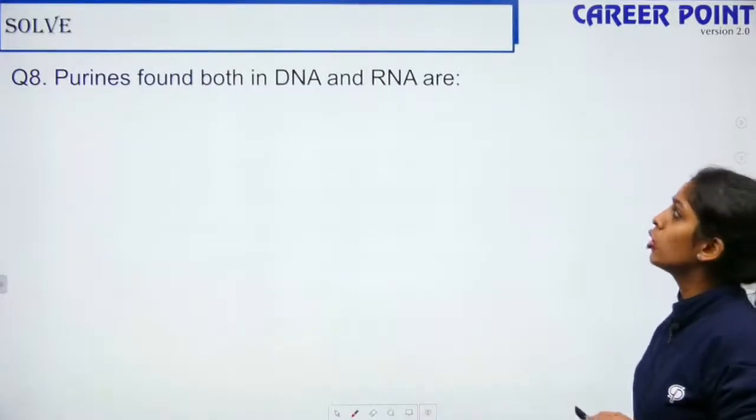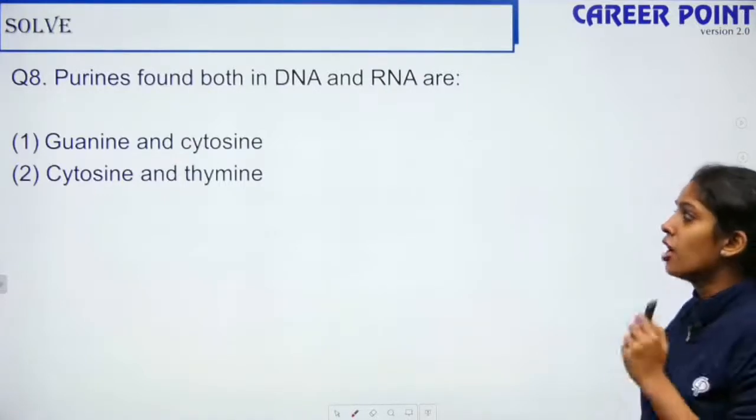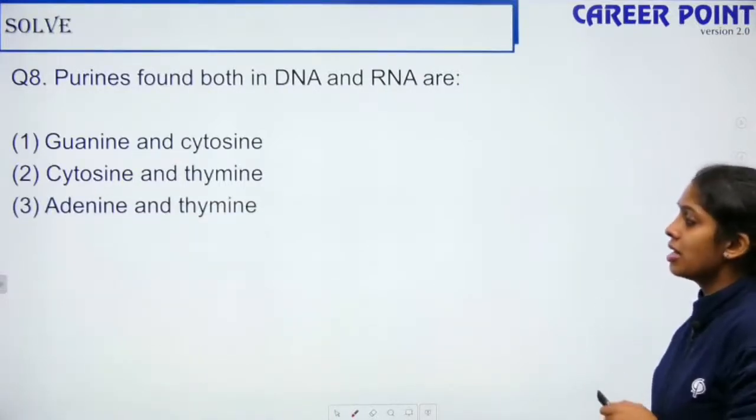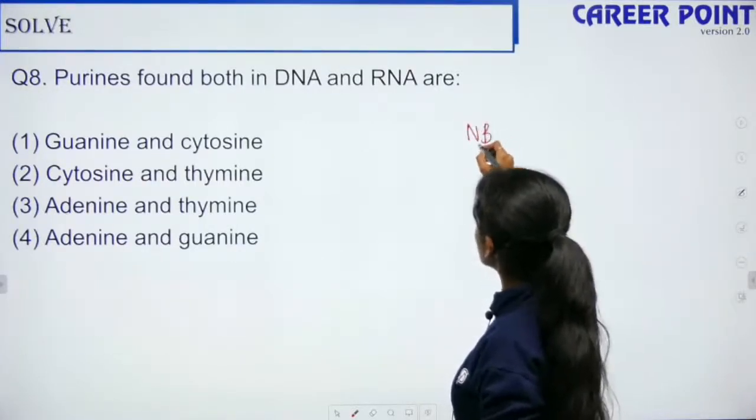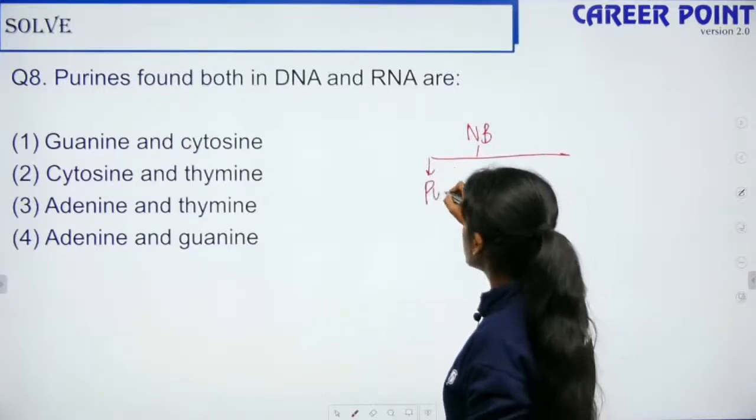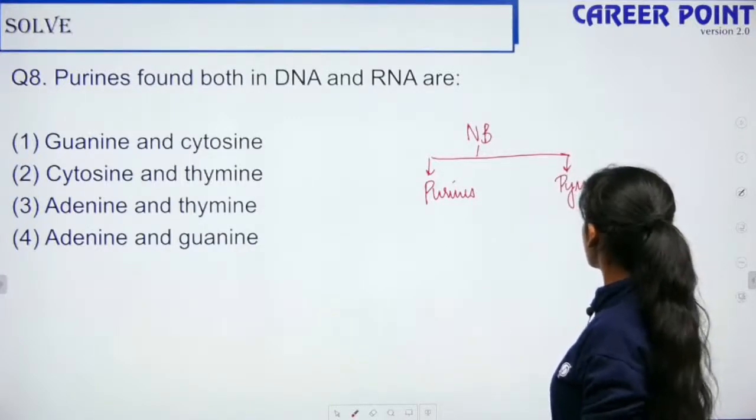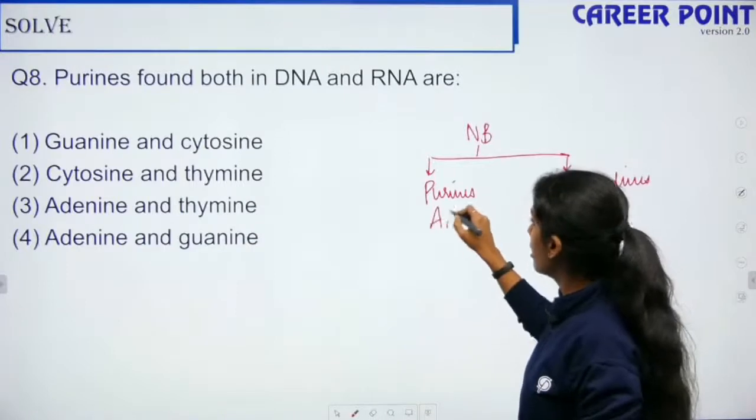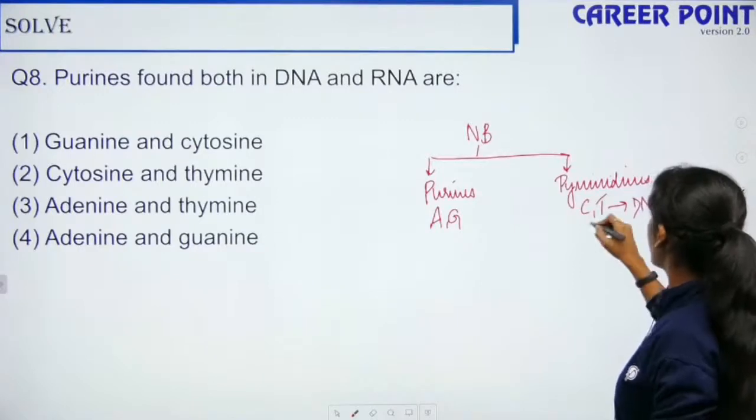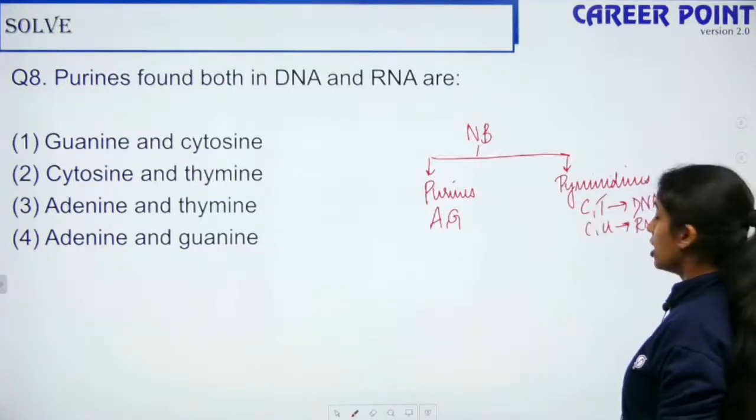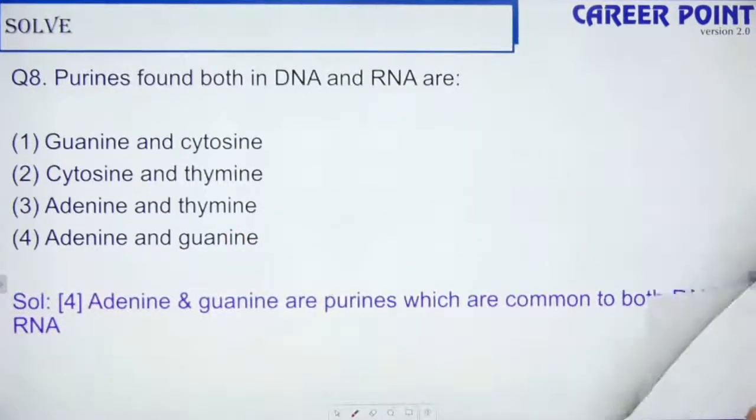So question 8. Purines found in both DNA and RNA are, there can be no easier question than this in a national level exam. So you have two types of nitrogenous bases in your nucleic acid. One is your purines, the other is your pyrimidines. Purines are adenine and guanine, and pyrimidines are cytosine and thymine in your DNA, and in case of your RNA it is cytosine and uracil. So here what is the answer? Yes, adenine and guanine, absolutely right.